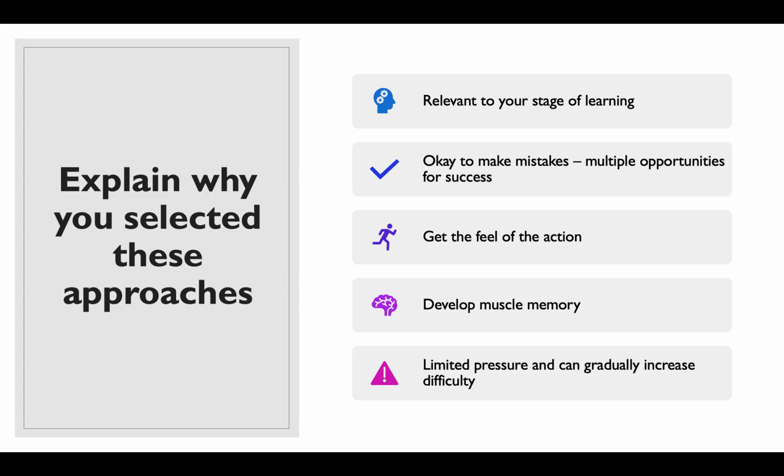You may also be asked at National 5 PE to explain why you selected these approaches. These approaches may be relevant to your stage of learning. Shadow practice is a great way to practice a skill or something that you are new to learning. And conditioned games, because it is a lot more difficult and more complex, is something that you would look to use at the practice or automatic stage of learning.